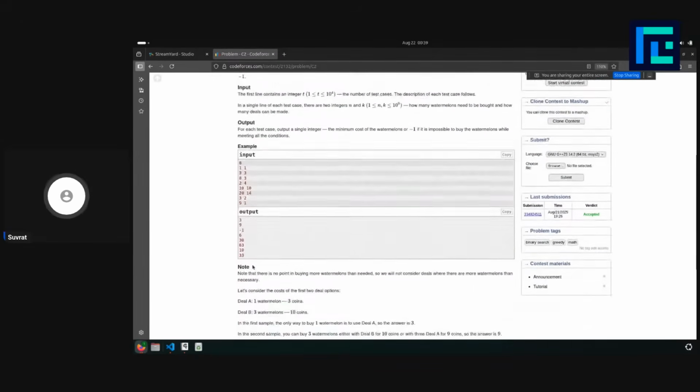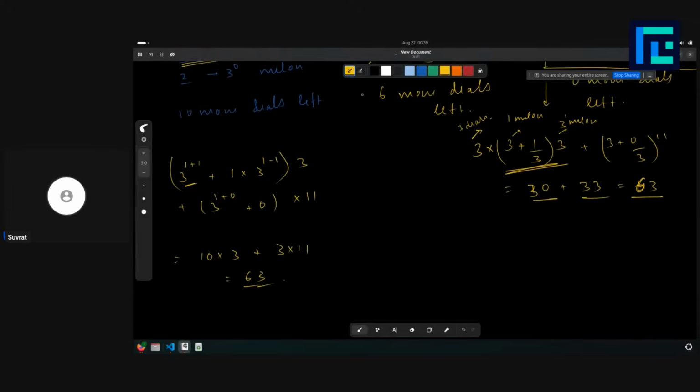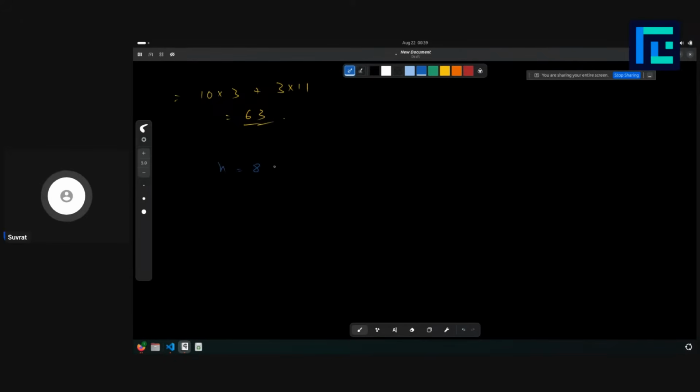So let's take one last example. Let's take this minus 1 case, 1, 2, 3, 8, 3. So n equal to 8, k equal to 3. For n equal to 8, the base 3 representation would be 2 2. Okay, so 2 into 3 to the power 1 and 2 into 3 to the power 0. This is 2 and this is 6, so it is 8. Okay, so since this is requiring a minimum of 4 deals and we were given k equal to 3, so answer is -1. So that was for this question.